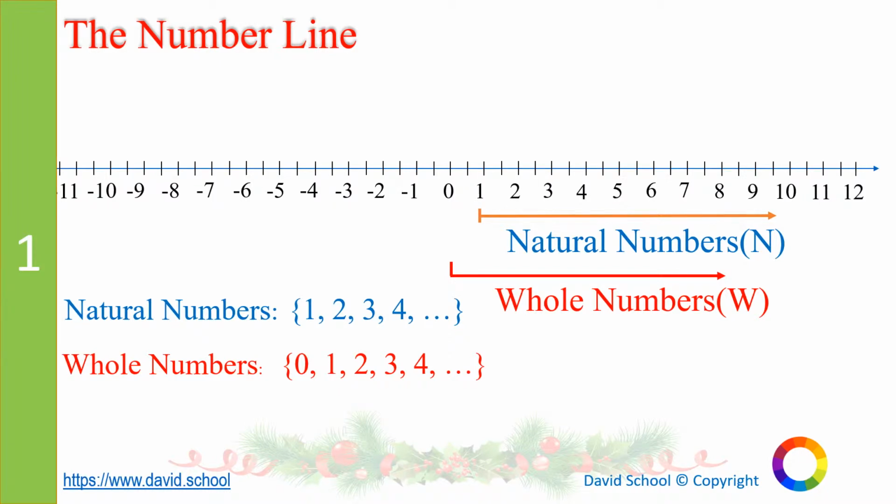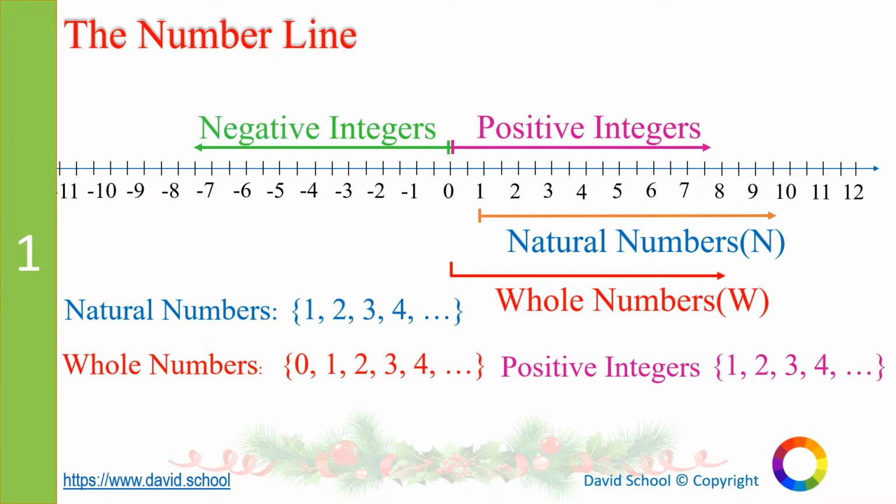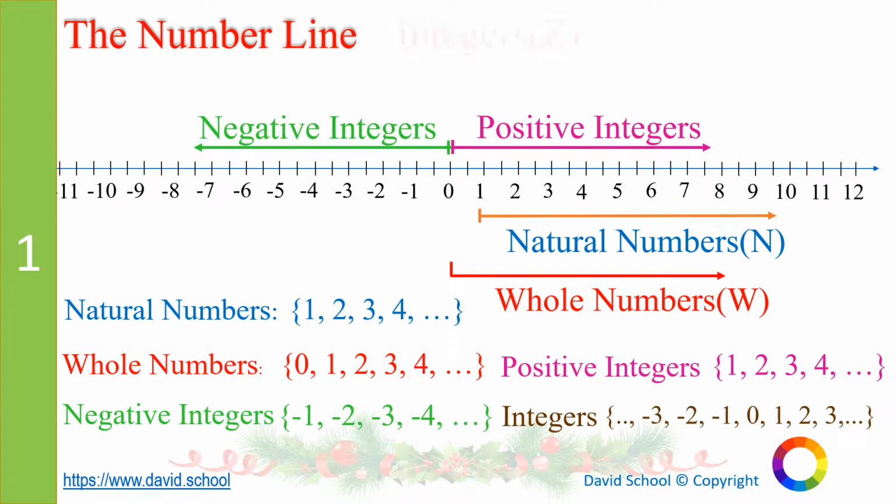Now the numbers on the right side of 0 are positive integers. The numbers on the left side, we call them negative integers. Both positive and negative integers, including 0, are integers. Therefore, integers include positive numbers, negative numbers, and 0. Therefore, natural numbers and whole numbers are the subsets of integers.